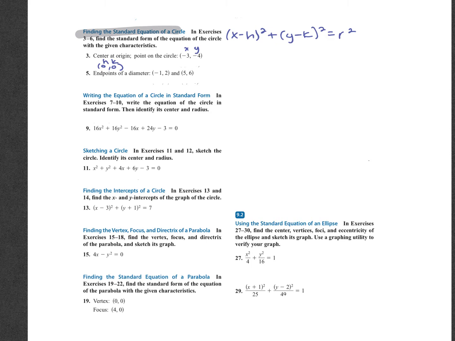For the endpoints of the diameter, how are you going to find the center? Midpoint, right? The midpoint between those two is going to give you the center. And then you have choices when you want to find the radius. Either find the distance and cut it in half, but that gets tricky when it's a square root, or take your center and one of those coordinate points and plug it into your equation, which is probably the method I would recommend.